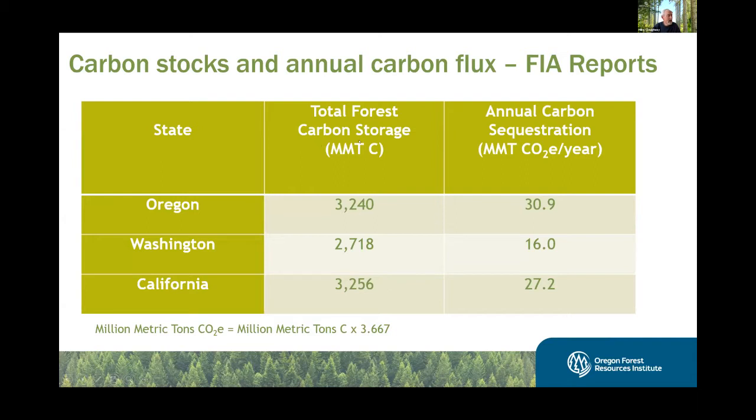Here we're looking at carbon storage, not in CO2 equivalents, but just in carbon. So Oregon, 3.2 billion metric tons, California, 3.2 billion, Washington, 2.7 billion. So pretty good storage in all three states. But when we look at sequestration, which is the change in storage each year, Oregon definitely outpaces both Washington and California. And actually the California numbers, I think, are getting lower because of the amount of fire that they're having.